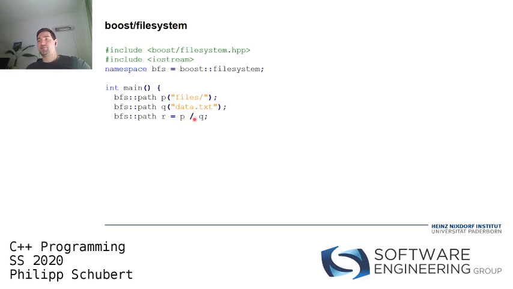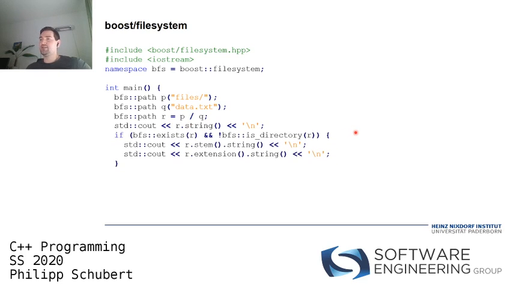The operators also have been overloaded, so you could also write some code. If you have two paths, and one is a directory and the other one is a file, you can just write p/q, and it will then be the path files/data.txt. You can also convert the path back to a string and print it to the command line. You can check if a path exists. Here you can use the Boost filesystem method exists, which you give a path, and then it will return true or false depending on whether that is a valid path or it isn't.